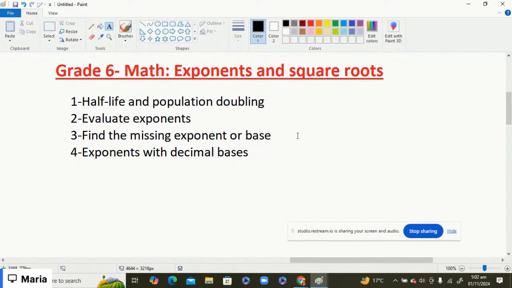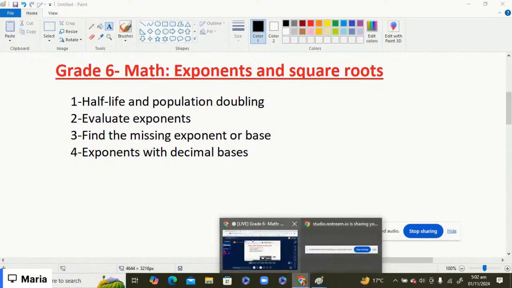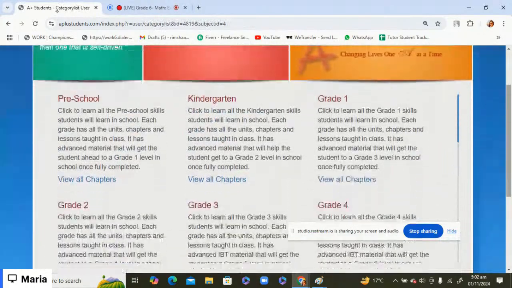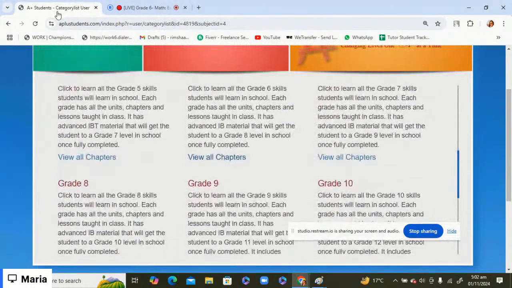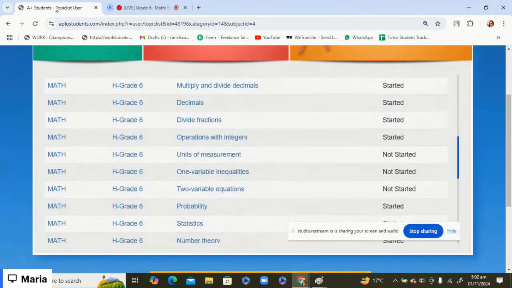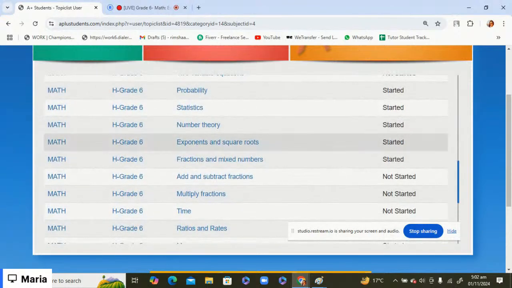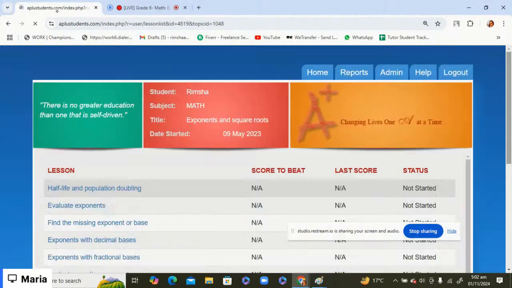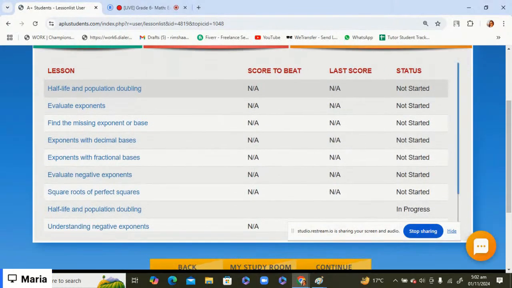You can find all the lessons on aplusstudent.com. You have to log in using the email and password provided by the administrator. Go to the subject tab, select maths from there, scroll down to grade 6, view all chapters. We are on the chapter exponents and square roots. Select it, then continue, and then we start with the very first lesson. Here is the list of the lessons. The first lesson is half-life and population doubling.